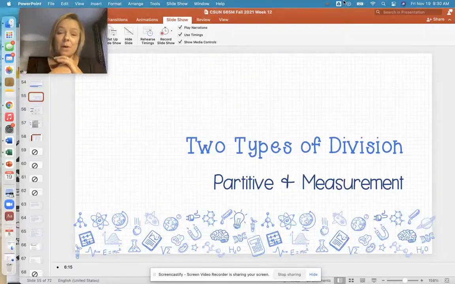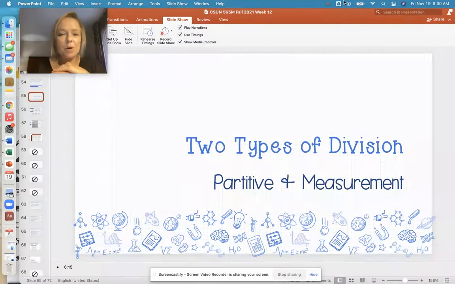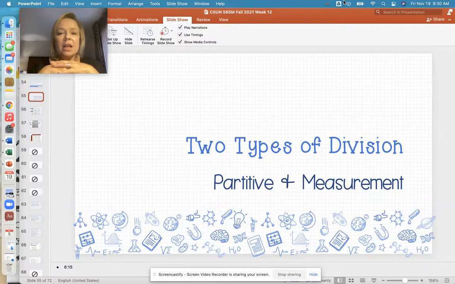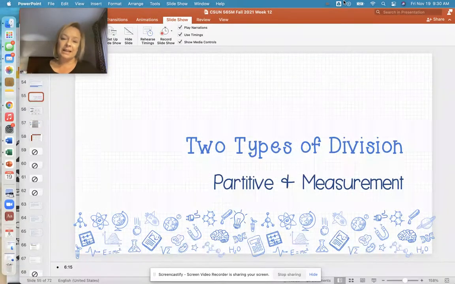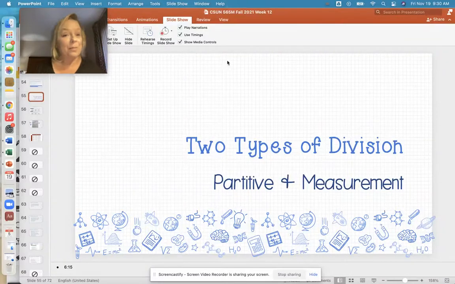Hey there, everybody. We're almost at the end of our class. We're just going to take a moment to review the two types of division and unpack what these equations look like when we think about them as multiplication problems. That helps me think about where the unknown is, and it helps me keep it straight. So I'm going to share that with you.